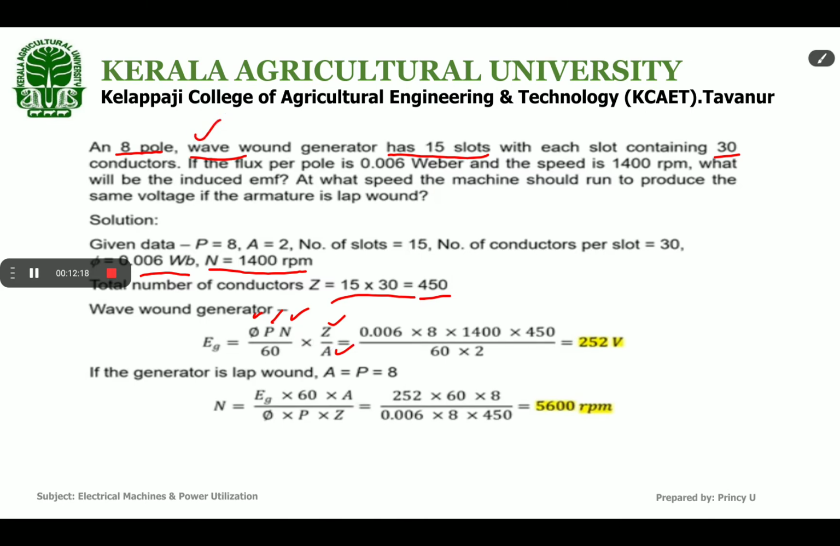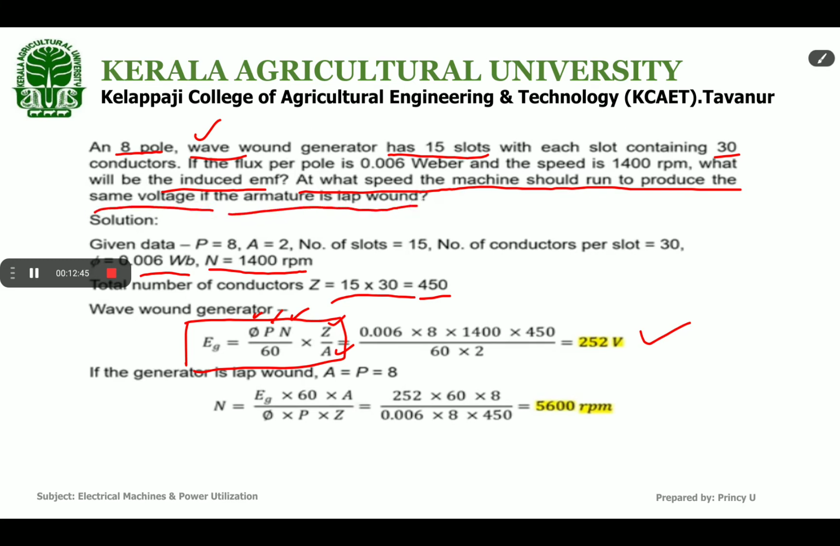A is equal to 2. Okay, so we can substitute in this equation Eg, so it will get as 252 volt. Okay. And at what speed the machine, next question, the induced EMF is calculated, and the next question is at what speed the machine should run to produce the same voltage if the armature is lap wound.